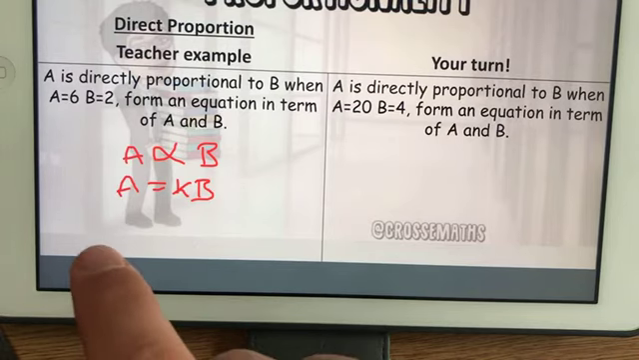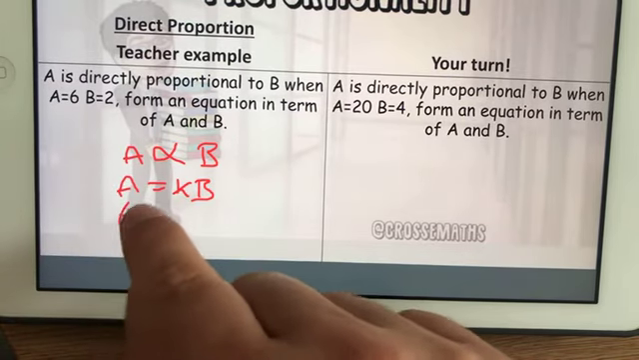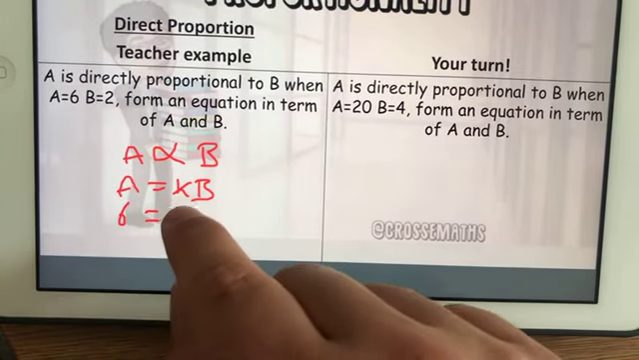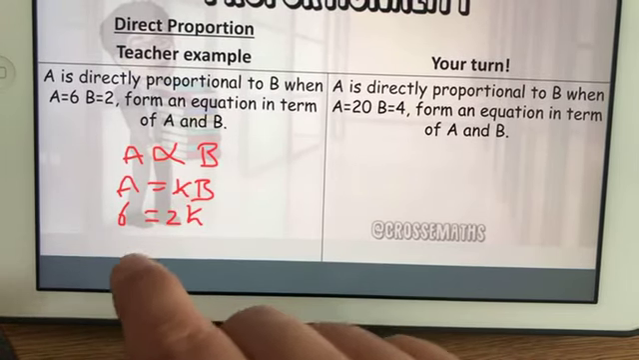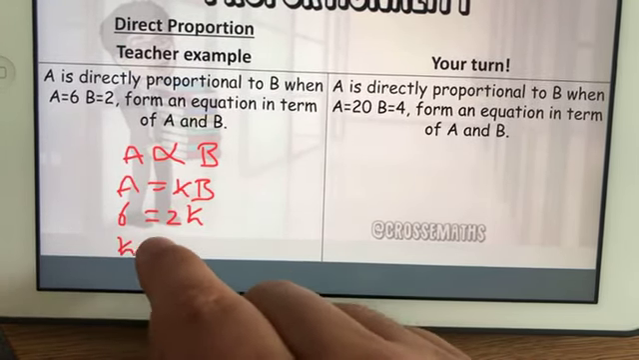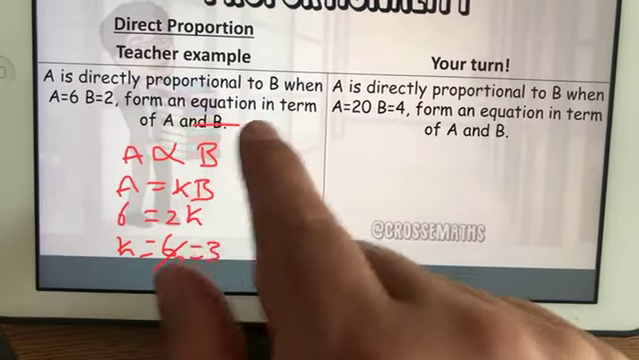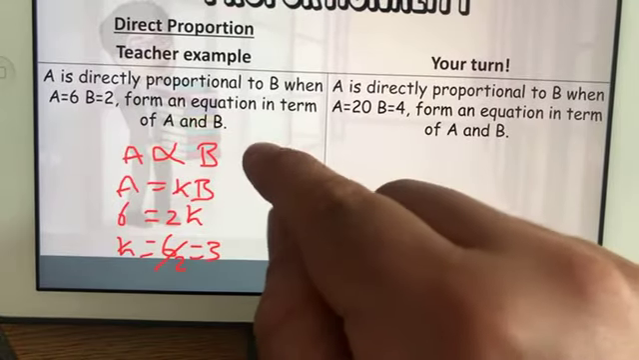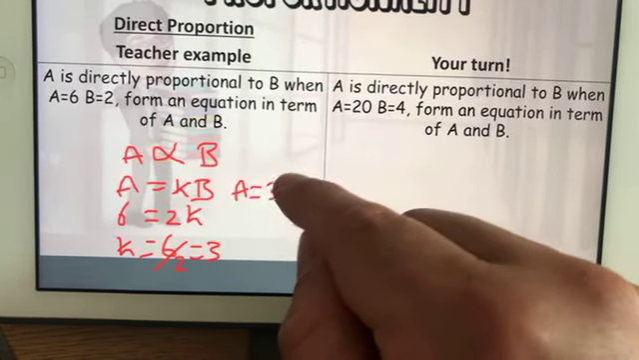A equals KB. Once we're here, I know A is 6 and B is 2. So 6 equals 2k. If I divide through by 2, k equals 6 over 2, which gives us 3. So when it says form an equation in terms of A and B, I know A equals 3B.